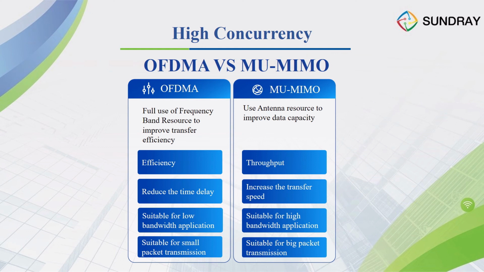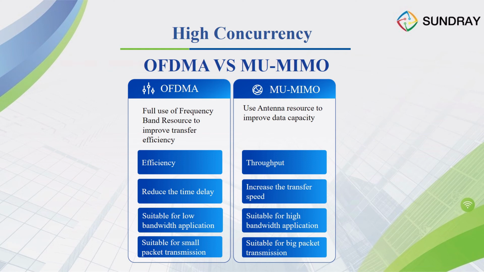OFDMA is suitable for low bandwidth applications. MU-MIMO is like the big cars. You have a specific, dedicated road, right? It's suitable for high bandwidth applications. And OFDMA is suitable for small packet transmission, and MU-MIMO is suitable for big packet transmissions.